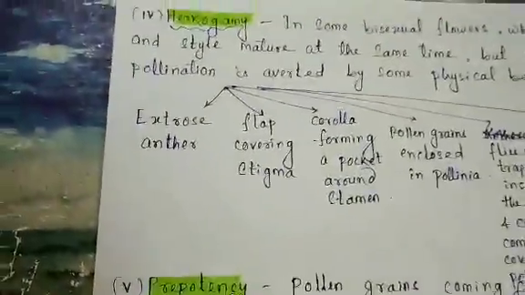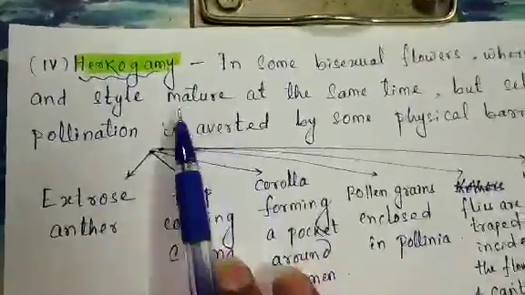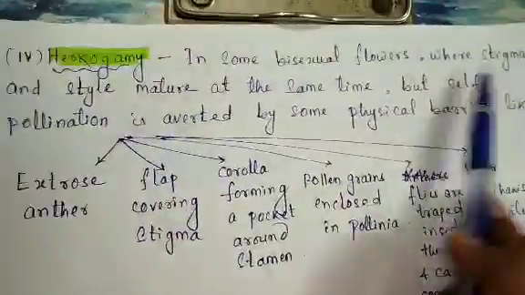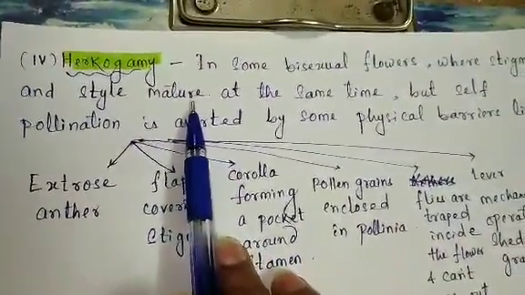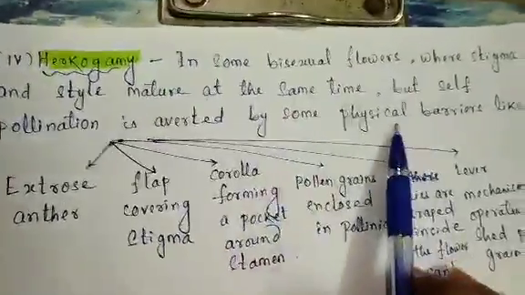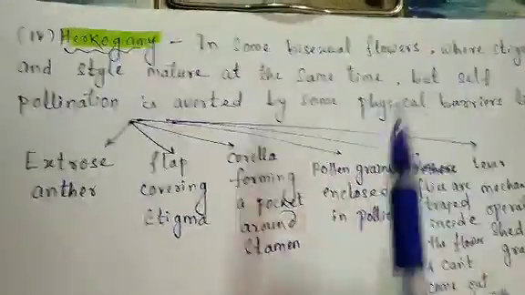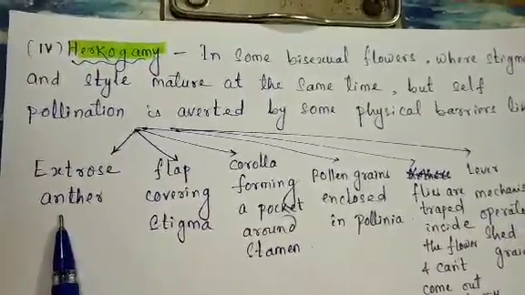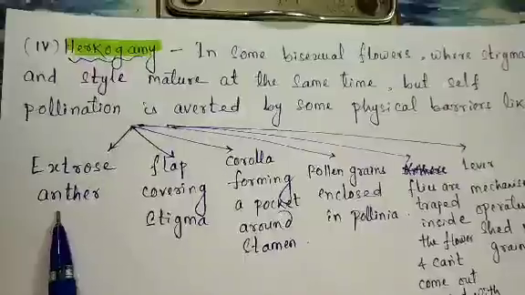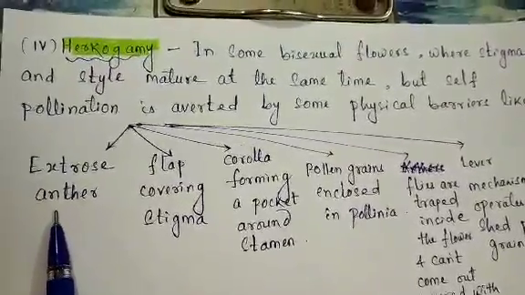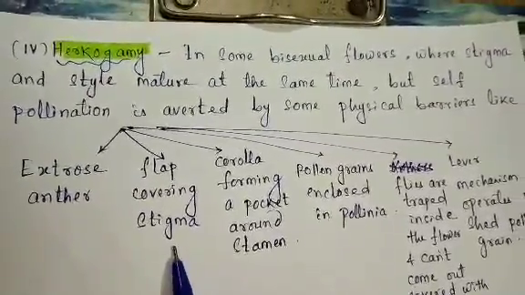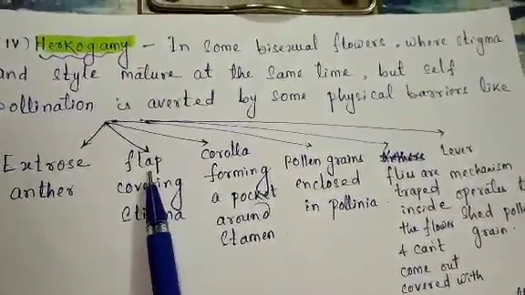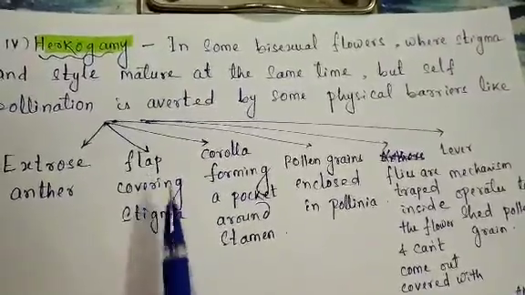Now comes the next type of contrivance, which is called your hercogamy. Here bisexual flowers have the stigma and the style maturing at the same time, but still certain physical barriers do not allow self-pollination. First is the extrorse anther. Here the anther remains outside the flower, so the pollen grains cannot fall inside and are dehisced outside. Next is the flap covering the stigma. The stigma, the upper part of the gynoecium, is covered by a flap which does not allow the pollen grains of the same flower to fall on it.